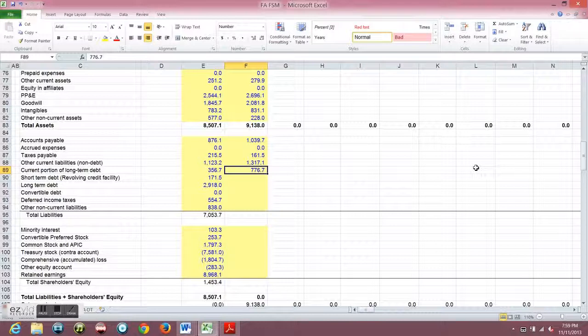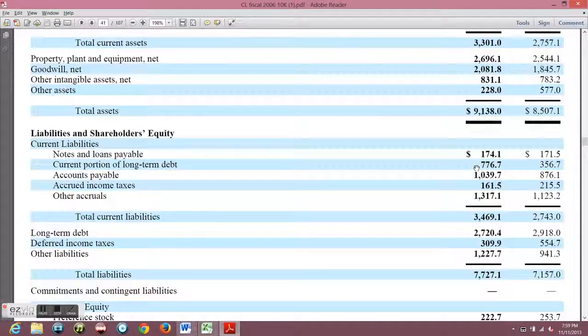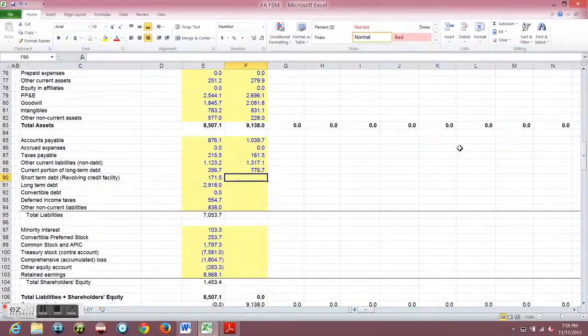So our short-term debt is going to be our notes and loans payable, also called notes and loans payable. And essentially that is an amount that, on the contrary, is short-term debt. Debt that's less than a year, also called a revolving credit facility, which means that when a company charges a corporate credit card, that's the account it's going to go into. It's basically a credit line that a bank opens for a company. So long-term debt is going to be 2720.4.